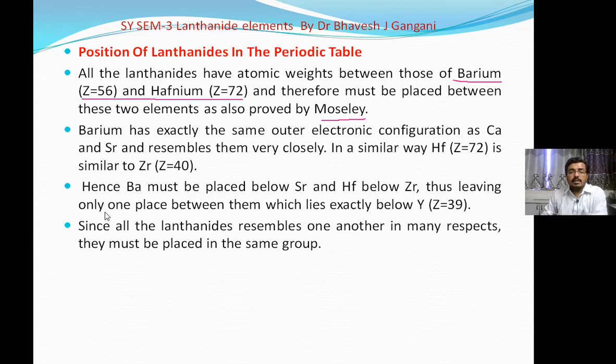Now all lanthanide elements are similar or near in property. So all these 14 elements are placed in the same group. The most important thing: all the lanthanide elements are placed in the same group. No separate group was given. So lanthanide elements are placed between barium and hafnium, and after this we can give the diagram of positions in a periodic table.